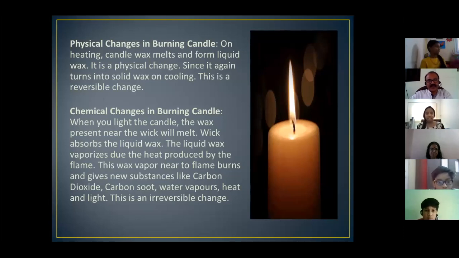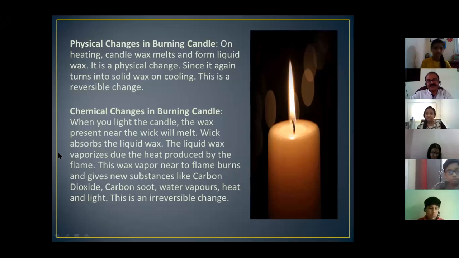Now the chemical change in detail: when you light the candle, the wax which is present near the wick of the candle vaporizes, and due to the heat produced by the flame, this wax vapor near the flame burns and gives new substances like carbon dioxide, carbon soot. You can see this black color, it is the soot formed, along with water vapors, heat and light. As this is an irreversible change, it is a chemical change.